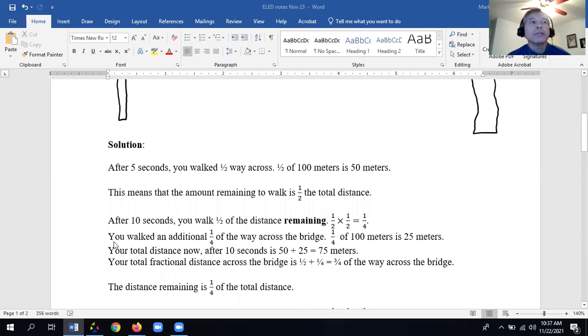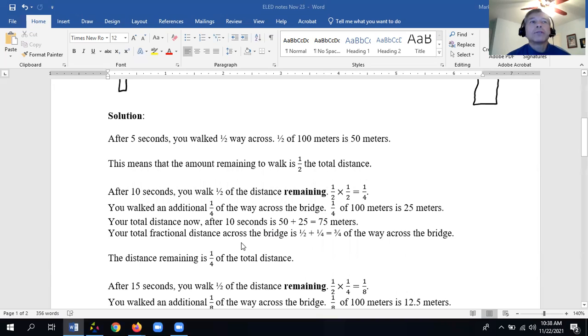So down here, I show this, that you walked an additional 1/4 of the way across the bridge. 1/4 of the 100 meters is 25 meters. So your total distance now after 10 seconds is 50 meters from the original 5 seconds, 25 meters from this 5 seconds. So you've walked a total of 50 plus 25 or 75 meters.